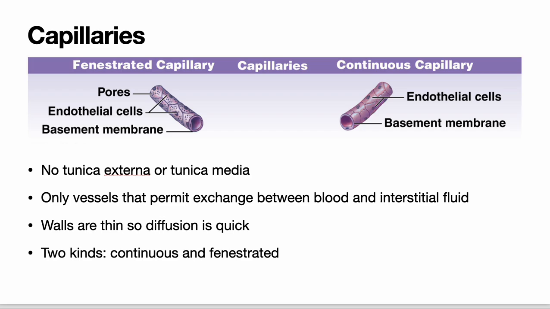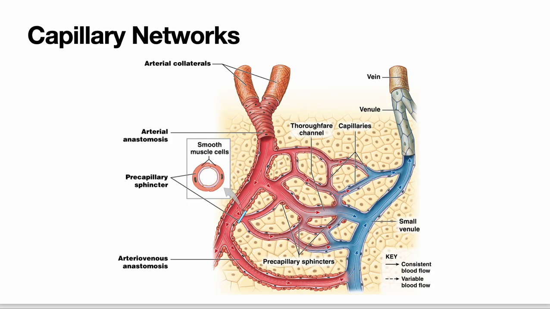And continuous capillaries are going to be the kind of capillaries that maybe you think of more traditionally when you think of a capillary network. So if we look here, this is sort of your typical capillary bed. We can see here are our arterioles coming in and supplying blood into this capillary bed. The capillaries are where exchange will happen.